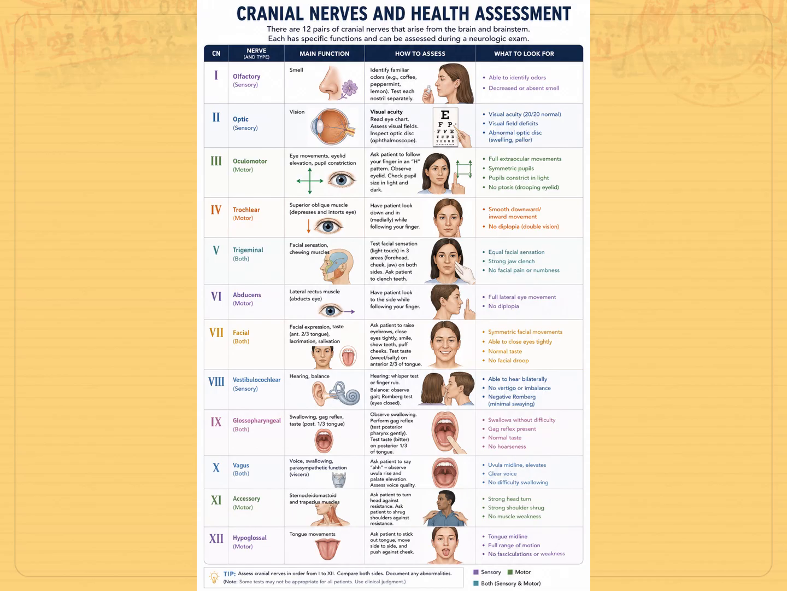And then finally, cranial nerve 12, this is the hypoglossal, which is motor and functional, and controls tongue movement. So we're asking our patients to stick out their tongue, move it side to side, push it into each cheek while we apply resistance. So the tongue should remain midline, with strong tongue strength and smooth movement.